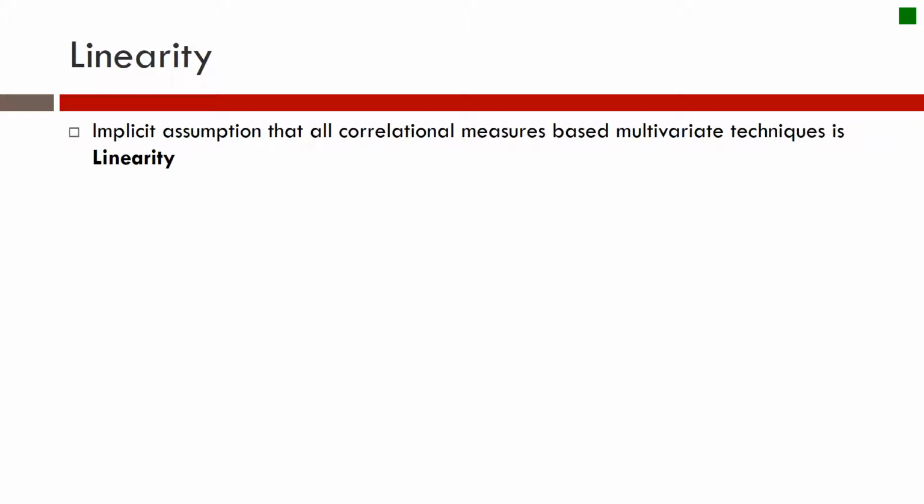All right, the third assumption is linearity. So again, this is when we have two variables. We're looking at two variables together.